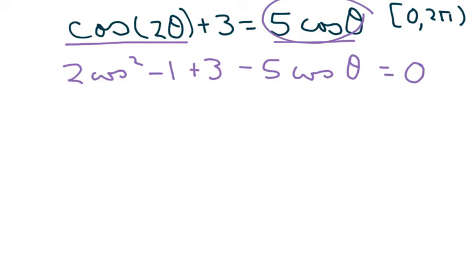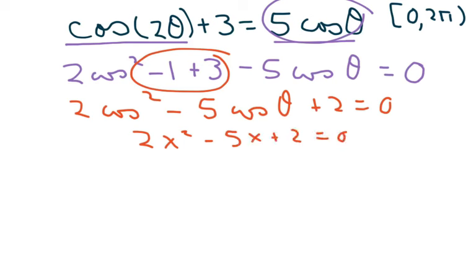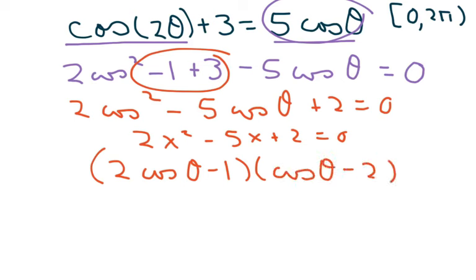I'm going to clean this up, and I get 2 cosine squared. I'm going to put it in quadratic form. Minus 5 cosine theta plus 2 equals 0, because I added those 2. It's just like saying 2x squared minus 5x plus 2 equals 0. When you factor this, you're going to get 2 cosine of theta minus 1 times cosine theta minus 2.